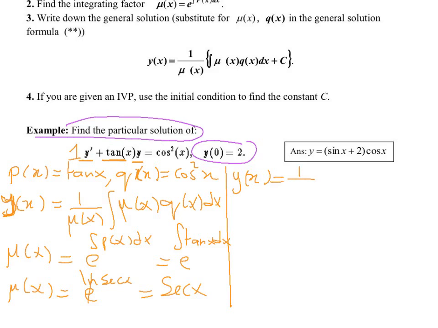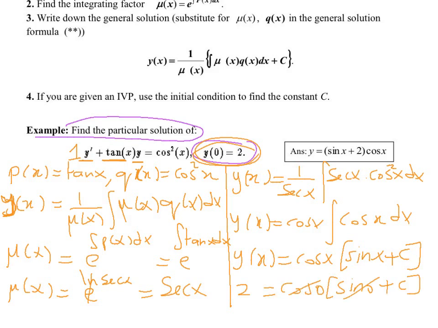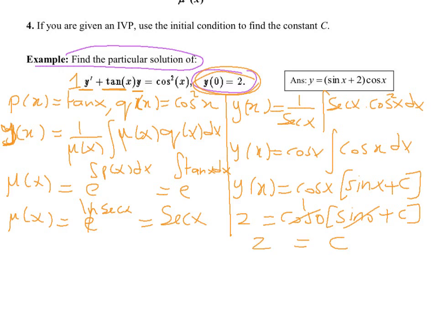y(x) now is equal to 1 over mu times the integral of mu q. So secant x, and the q is cosine square x dx. Now y(x) is equal to cosine x, and this is 1 over cosine times cosine square, so it's integration of cosine. So y(x) is cosine x times sine x plus c. You can find c because initial value is given, so 2 is equal to cosine 0 times sine 0 plus c. Sine 0 is 0, this is 1, so c is equal to 2, and final answer is going to be y(x) is equal to cosine x times sine x plus 2, which is this.